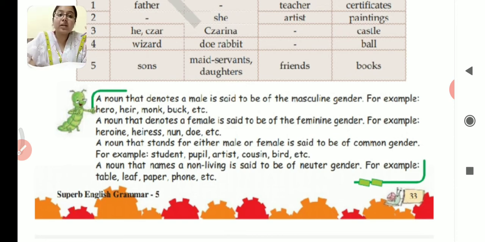And remember, we always use it. The pronoun it is used with neuter gender. And the pronoun he or she, he is used with masculine and she is used with feminine. So these are the pronouns that are used with each gender.